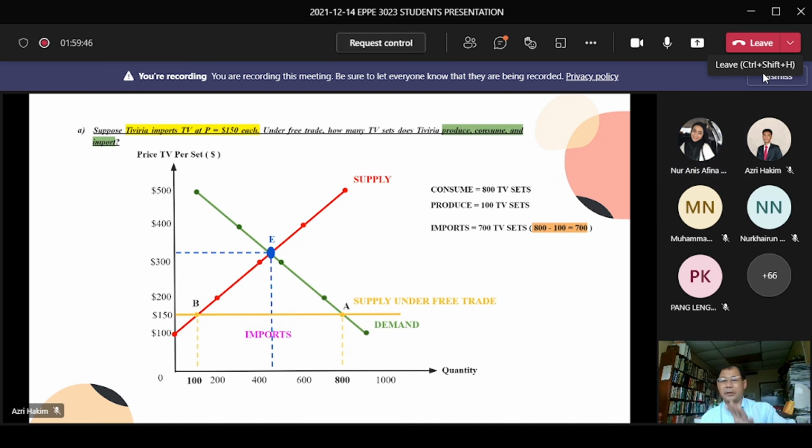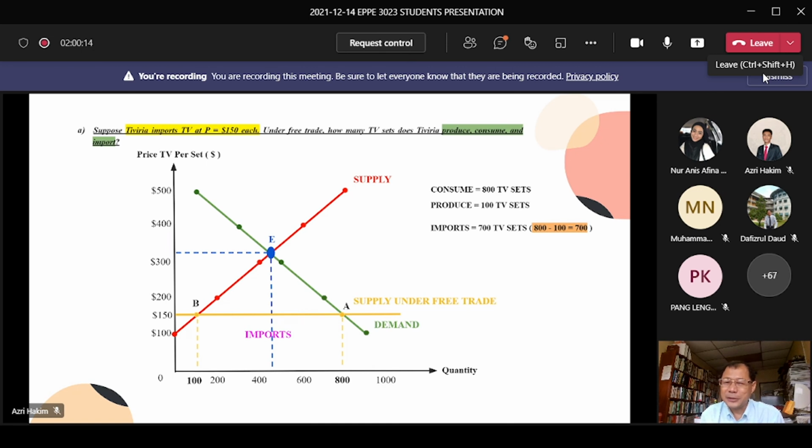Stop right there. Okay, I just want to explain the concept to you. If you look at this graph, you know immediately that the autarky point, which is at E, this country, TVRA, I call it TVRA, the name of the country, has no comparative advantage in TV.